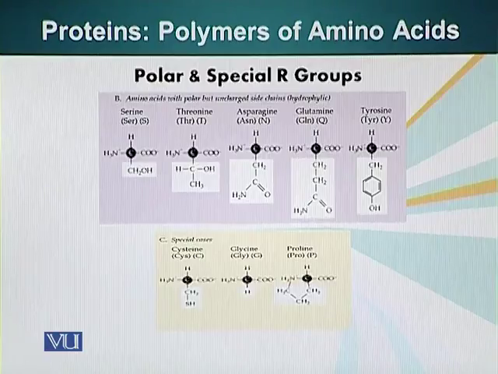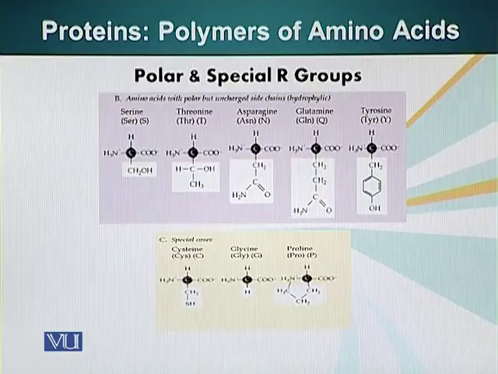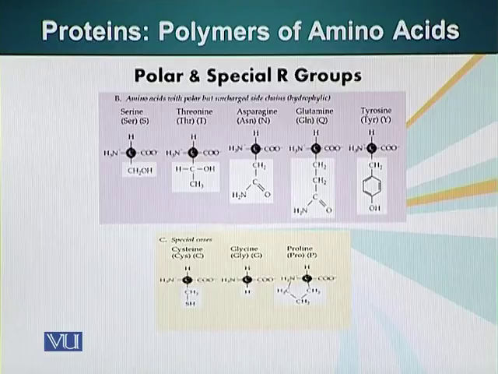We have discussed polarity in our previous module. And there's a group of amino acids which are special cases, three amino acids in this group. The most important one that I want you to pay attention to is cysteine, because the sulfur atom in cysteine can form sulfide bonds within the protein molecule, and that results in a specific shape of the protein.